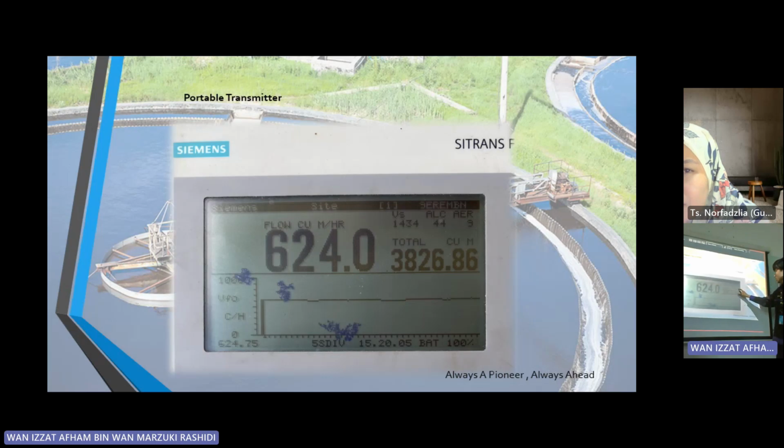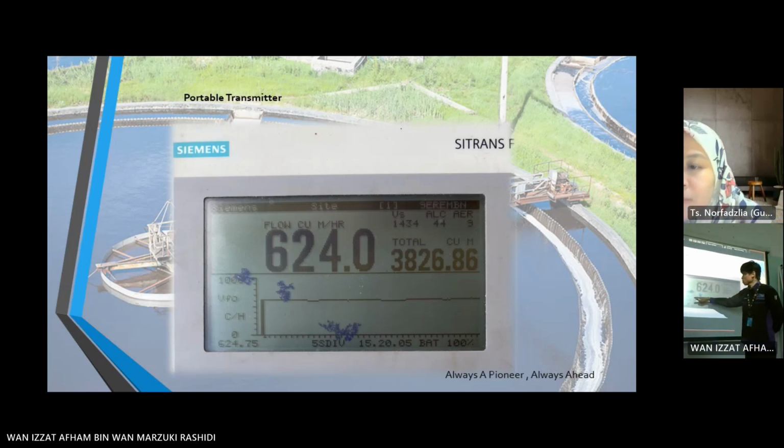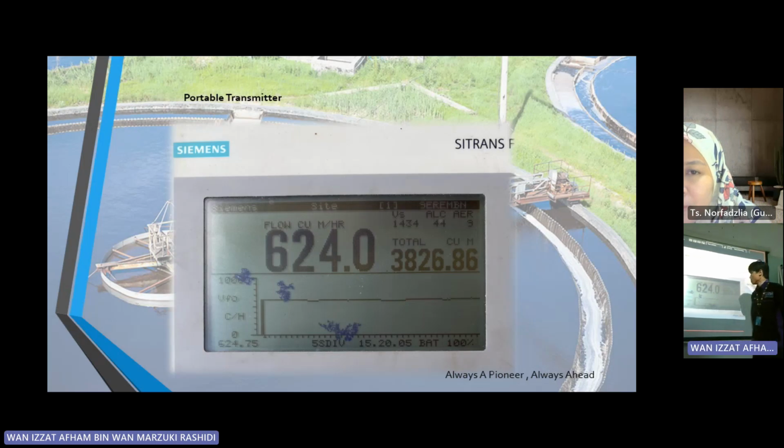On the small one here on the right, we have a totalizer, which is measured in cubic meters. And for example, this one already shows 3,826. And at the bottom here, we have a simple graph that relies on the flow in cubic meters per hour. In case the flow is high, the graph will go up. And if the flow rate is low, then the graph will go down. And you can see here, it starts from zero, and then we already adjusted it to reach the customer demands. It reached until 1000 cubic meters.